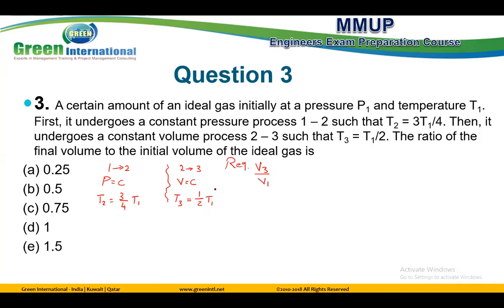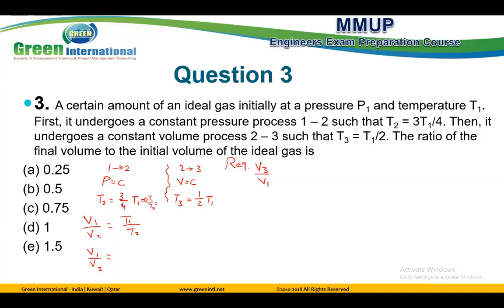Okay, we start to get the relation by state 1. For the first state, the pressure is constant, it means the relation between the volume and temperature is direct, correct? Yes. From this relation we can also get V1 by V2 equals T1 over T2.